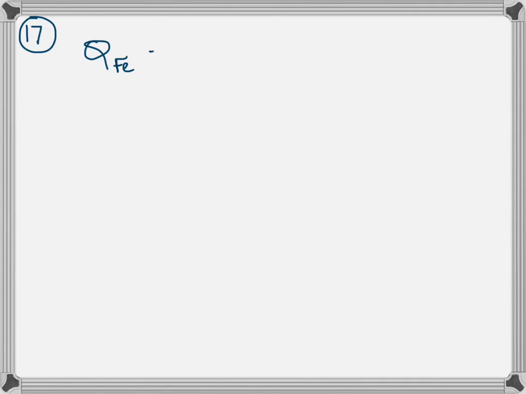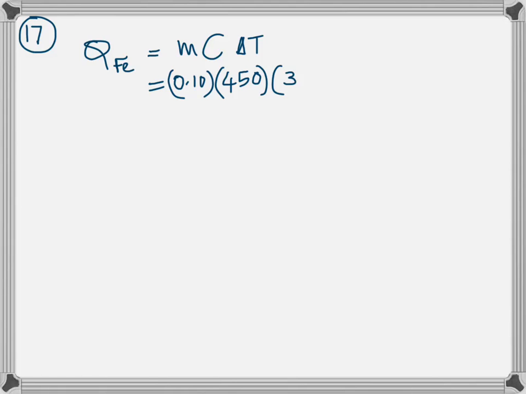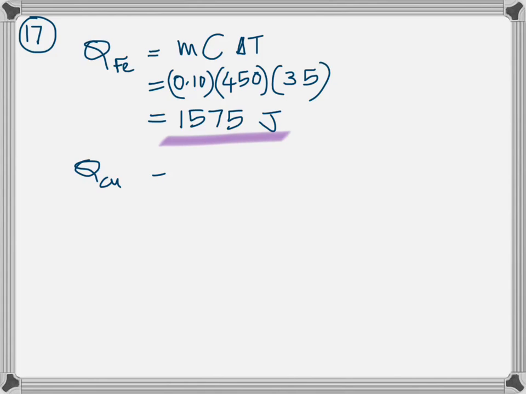In 17, the machine is made of 2 parts, iron and copper, so you got to separately calculate the quantity of heat required for each one and then add them up. So quantity for iron is mass of that times its specific heat times the change in temperature, which is 35 Celsius. Do you know that the change in temperature will be the same in Celsius or Kelvin, so get 1575 joules.